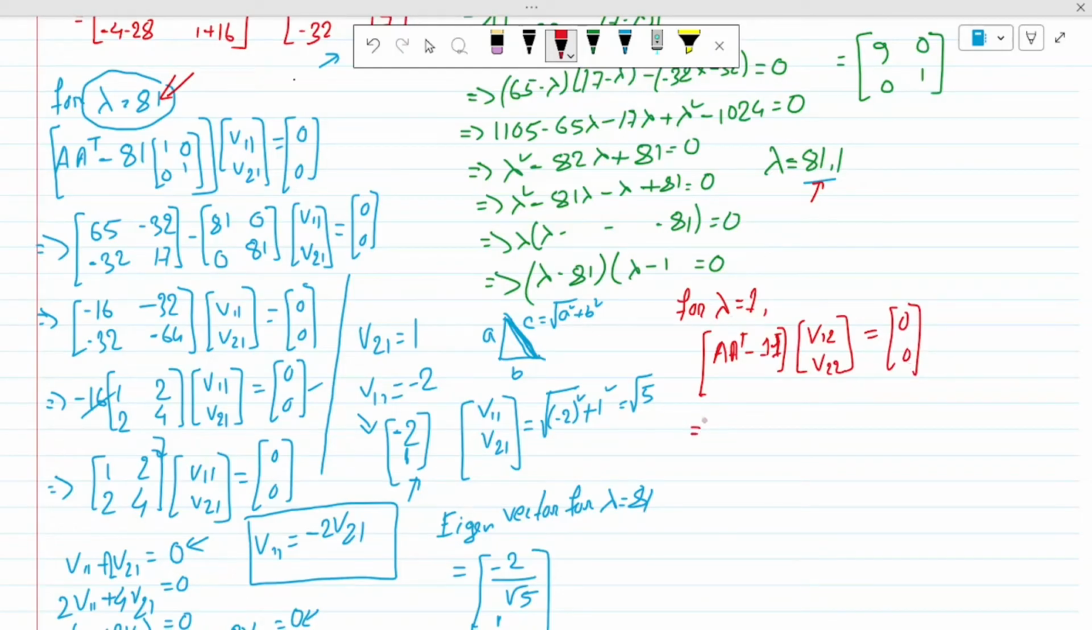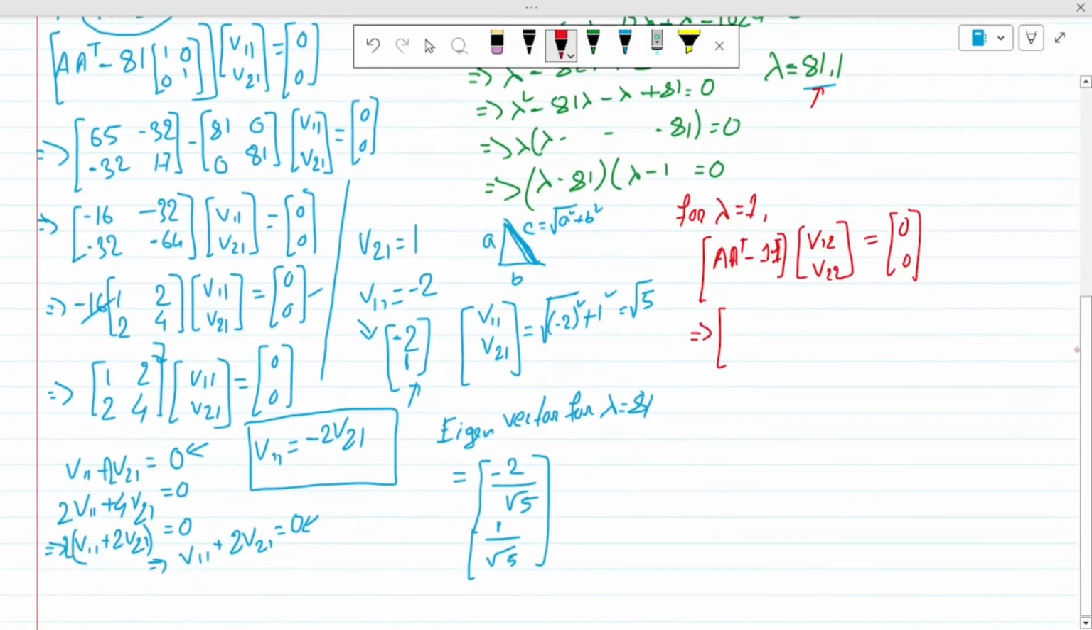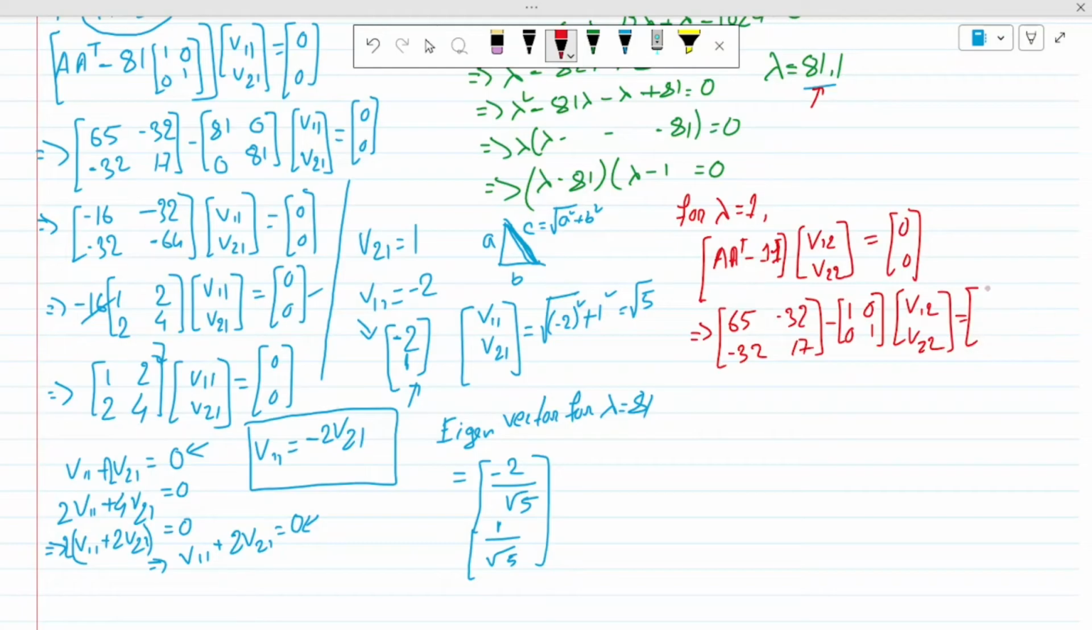Same process we'll be repeating now. AA transpose we have already calculated, which is 65, minus 32, and here it is 17. This minus 1I, I meaning the identity matrix, which is 1 0 0 1. Again v12 v22, equal to the 0 matrix. Now if you do the matrix subtraction, 65 minus 1 will be 64, minus 32 minus 0 will be minus 32, again minus 32, and 17 minus 1 will be 16. And this part is the same, v12 and v22, equal to 0 0.